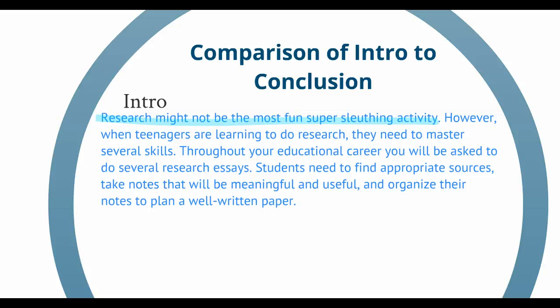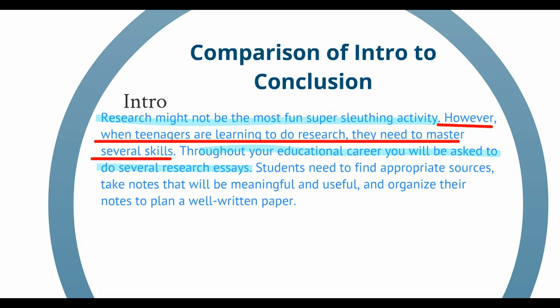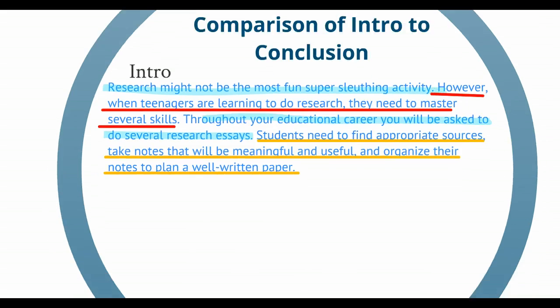This first piece here, researching might not be the most fun or super sleuthing activity, is kind of like your hook, and notice I did use some alliteration happening in there. This next sentence is going to be your topic sentence, and it's basically a situation stance. It's giving you the topic, teenagers doing research, and your stance is that you have to master several skills. And then throughout your educational career, you'll be asked to do several research essays is kind of some background information. And this last and final one is your preview sentence to kind of piggyback on some of the information we learned in last night's video on how to write an intro.